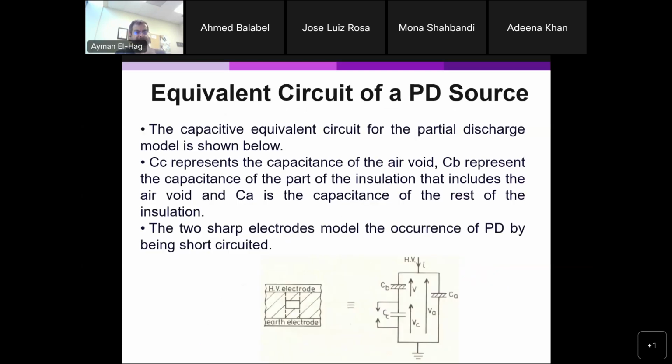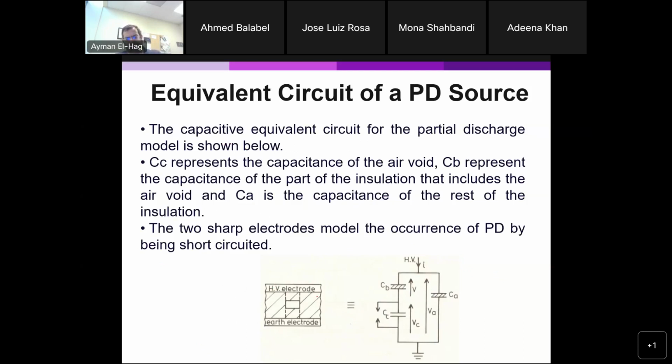Now, how to understand the partial discharge model? How we can use that model to understand the phenomena of partial discharge. That is a very famous model, they call it the capacitive equivalent circuit for a partial discharge. So let's try to understand what this is.